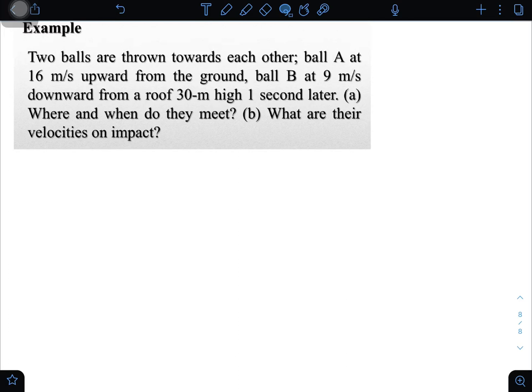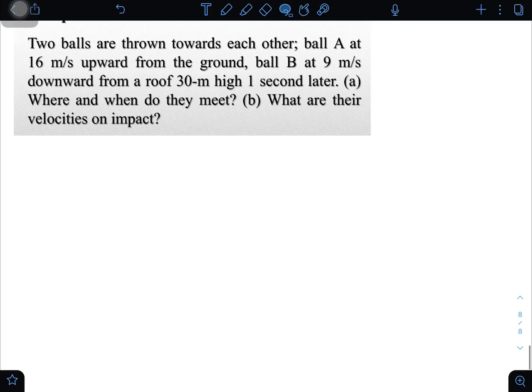So, example: two balls are thrown towards each other. Ball A at 16 meters per second upward from the ground. Ball B at 9 meters per second downward from the roof, 30 meters high, 1 second later. Letter A, where and when do they meet? Letter B, what are their velocities on impact?